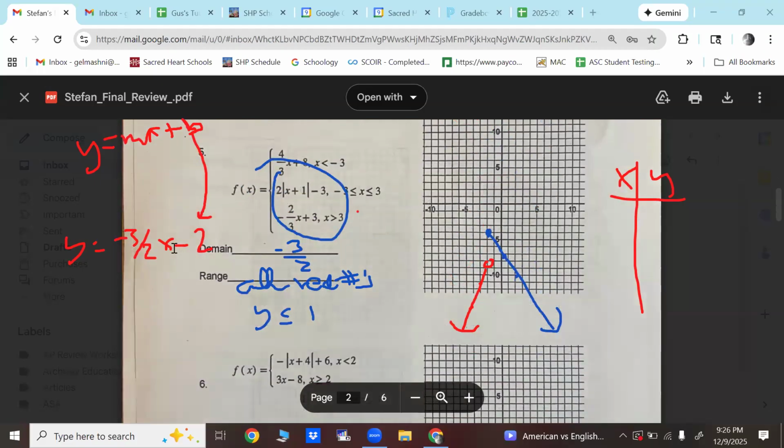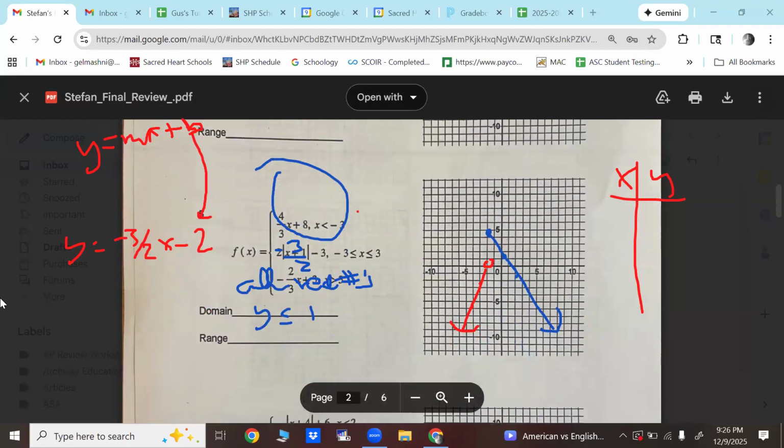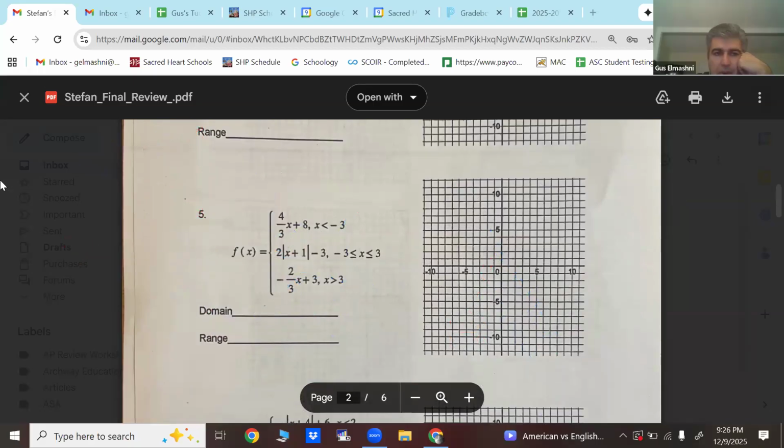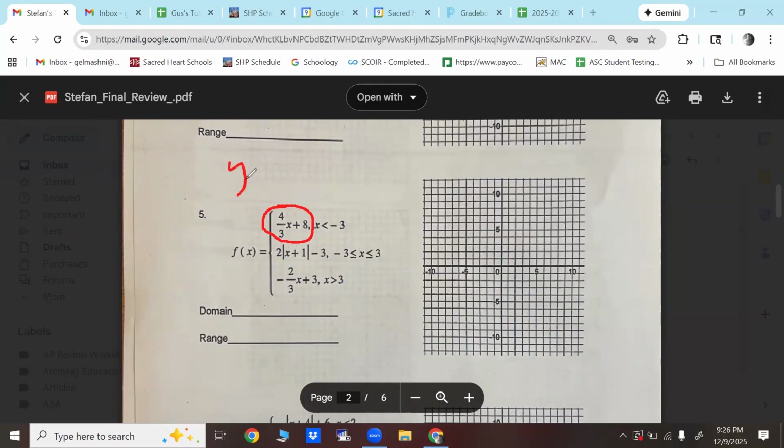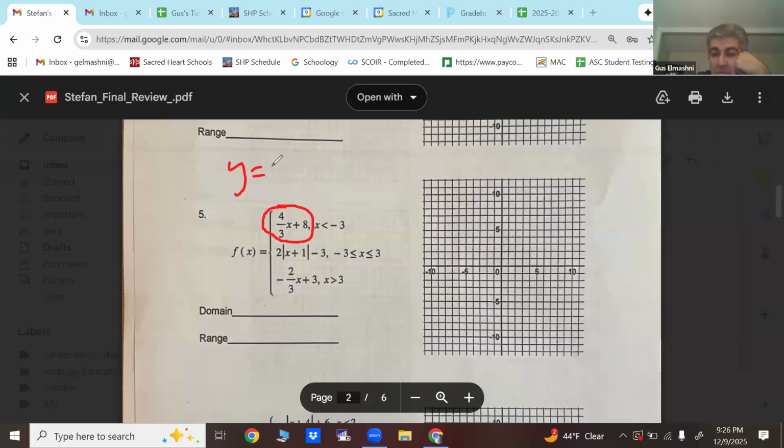So now we're going to do this a little more efficiently. And I can help you guide me here. Okay, so what do you expect this graph to look like? 4/3 x plus 8. What kind of shape is that? Is it a line? Is it a V shape? Is it a parabola? Oh, probably V.